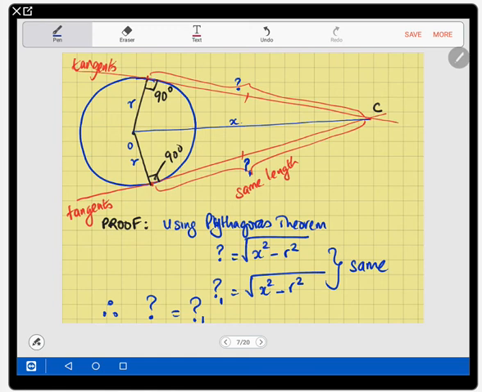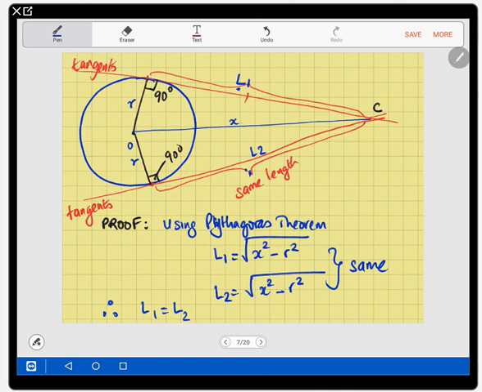If you want, I will remove these, maybe you'll get confused. I call it L1 and I call this one L2. So this is L1, this is L2, they are the same. L1 is equal to L2. The tangents, where these two tangents meet, will have the same length here.